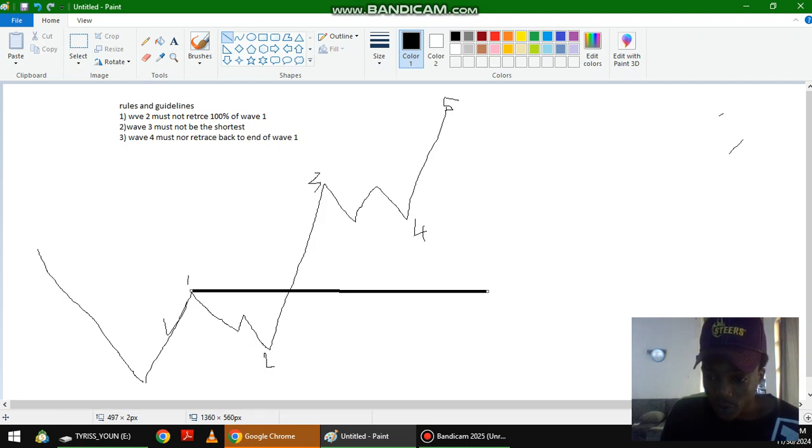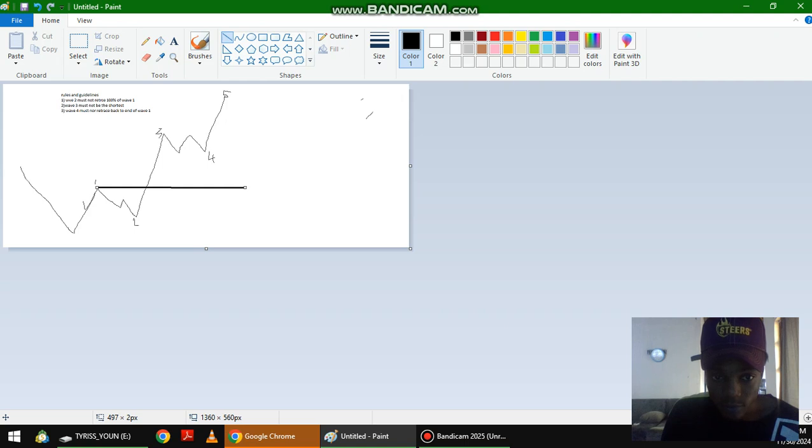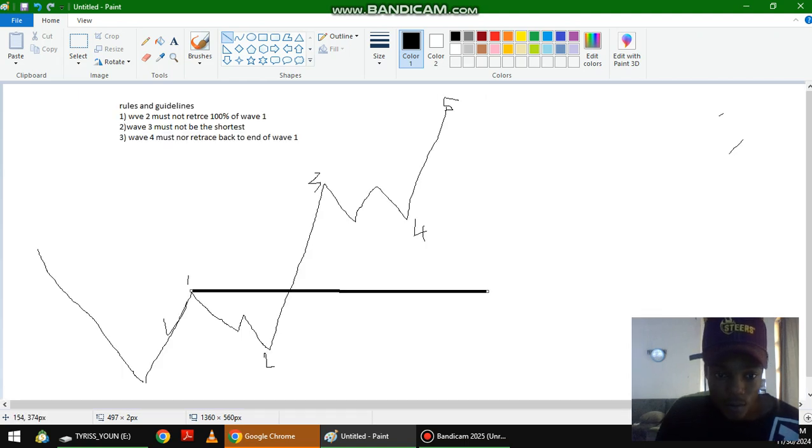So let me try to zoom in a little bit deeper. Okay, sure. So wave 4 must not retrace back to the end of wave 1. You get me? That's it for the basic pattern, guys.